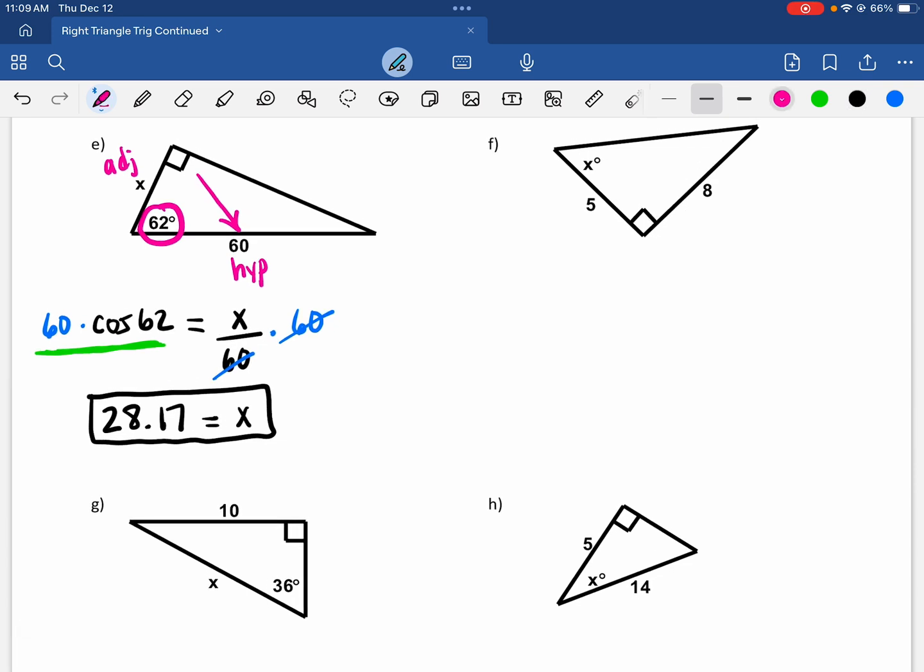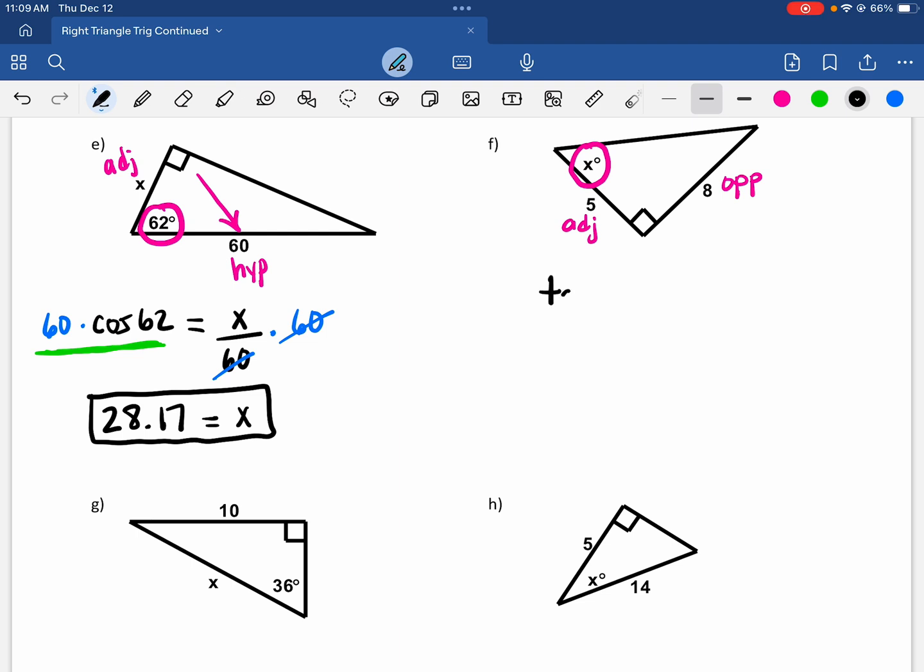Letter F. Again, circle our angle. Our angle is X this time. If I look at the 5, that 5 is next to that X, makes it adjacent. The 8 is across from that X, which makes it opposite. We have O and A. O and A goes with tangent.